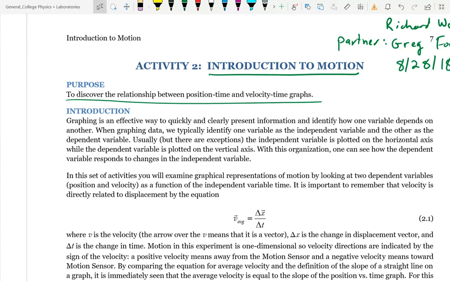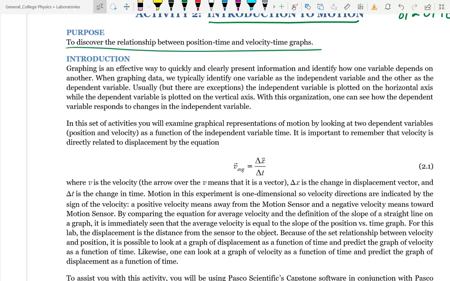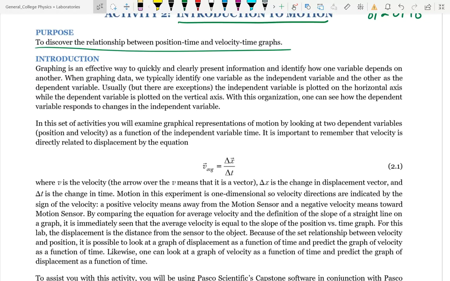Obviously, the title is there, so we can quickly identify, yep, this is the right one. The purpose, because we want to make sure everybody has realized what the purpose for that activity is. So as you can see, the purpose for today's activity is to discover the relationship between position time graphs and velocity time graphs. So we're going to be looking at these graphs.